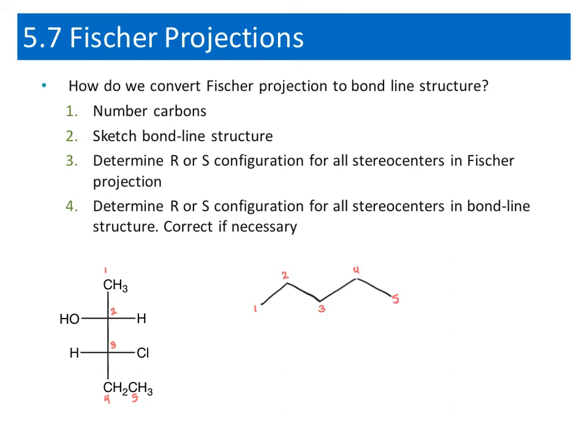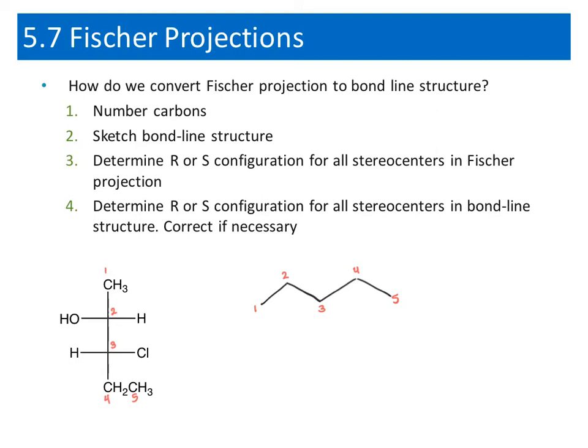The third step is to determine the R and S configuration for all the stereo centers. So this carbon is a chirality center. It has 4 different groups attached to it. This carbon is also a chirality center. And I'm going to determine R and S for both of these.